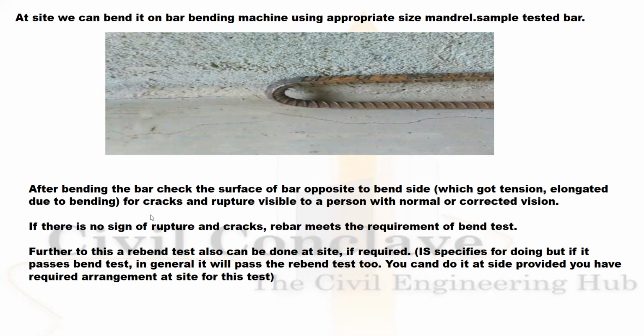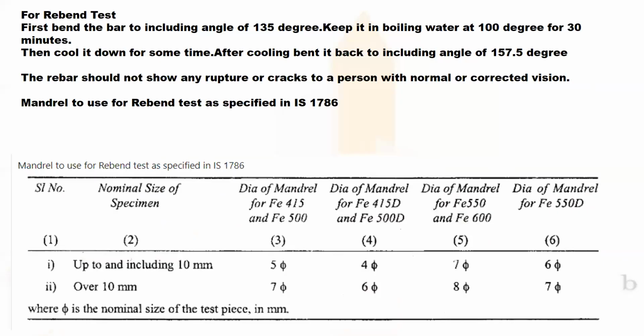After bending the bar, check the surface of the bar opposite to the bend side. That means when you bend, it is inside, so you have to look at the outside for visible cracks or rupture. If there is no sign, it meets the bend test. Further to this test, a rebend test also has to be done if required. IS specifies it, but if it passes the bend test, it generally passes the rebend test also.